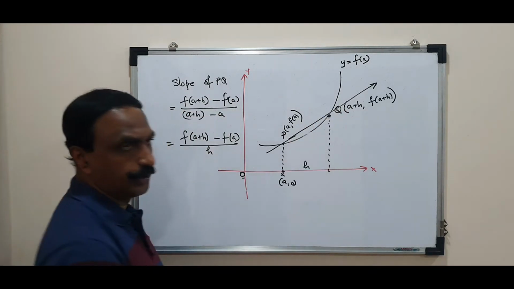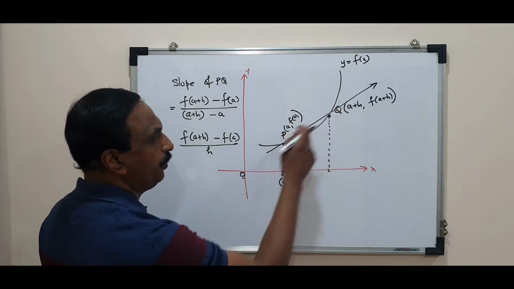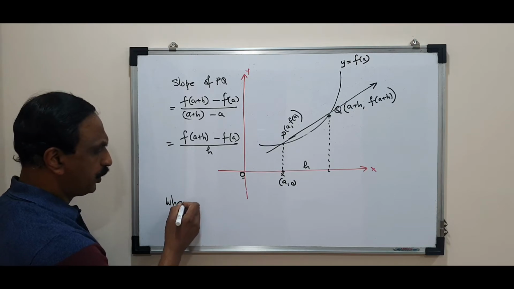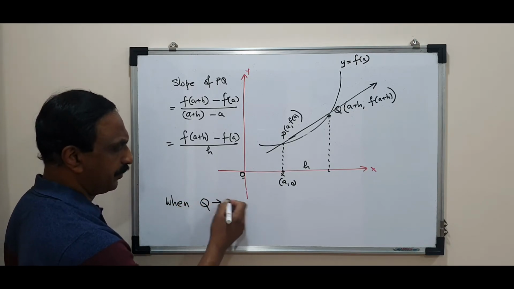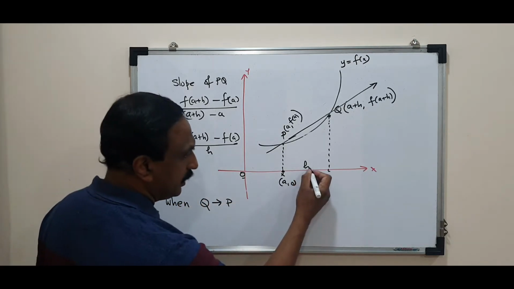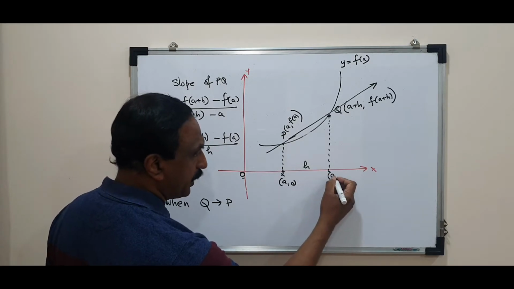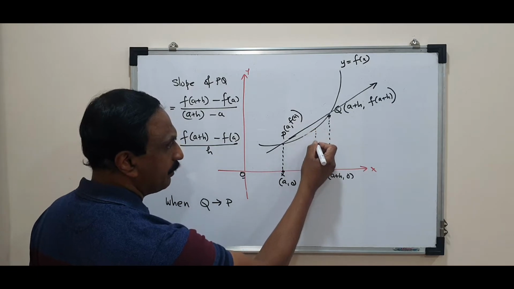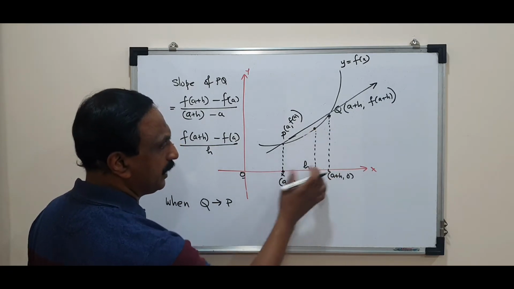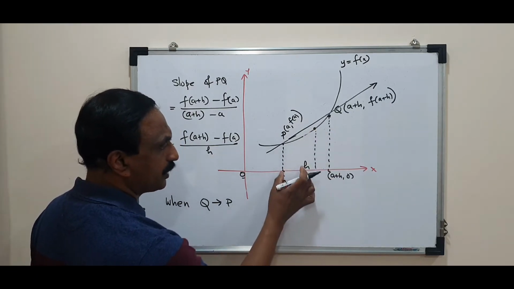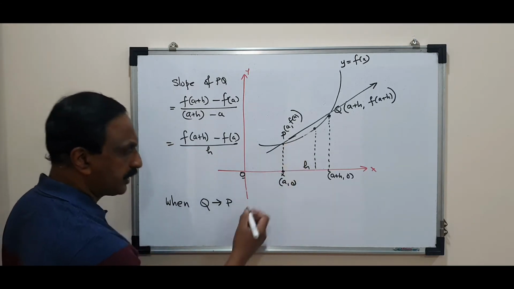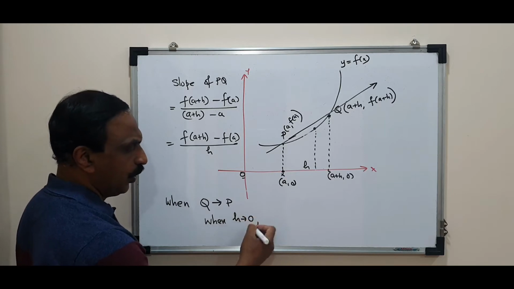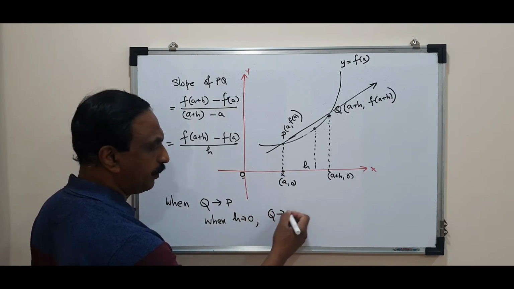I have just before told you, when does PQ become a tangent? When Q approaches P. What do you mean by Q approaches P? The value of h, this point is A plus h comma 0. When the value of h reduces, for example, Q becomes here, h reduced. If Q becomes here, h reduced. So in other words, when h tends to 0, automatically Q will tend to P.